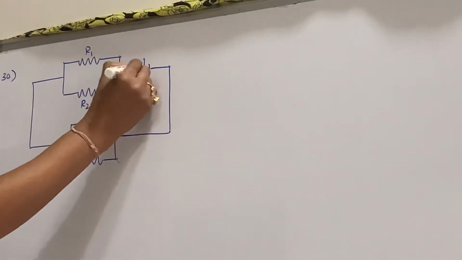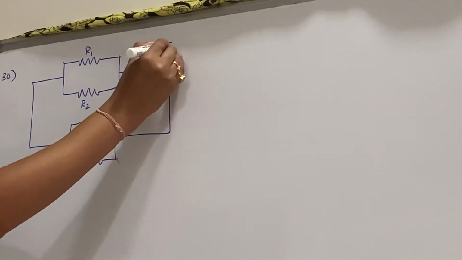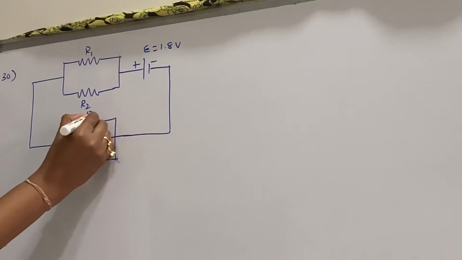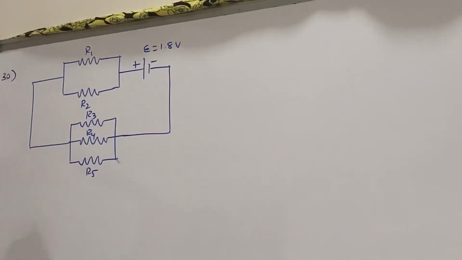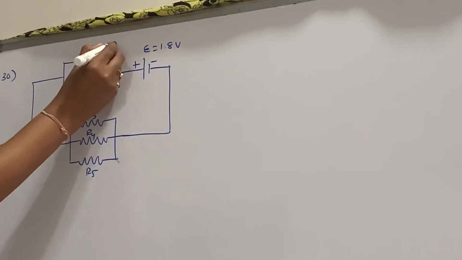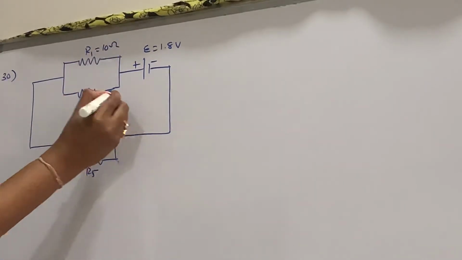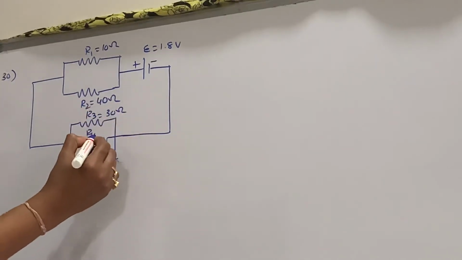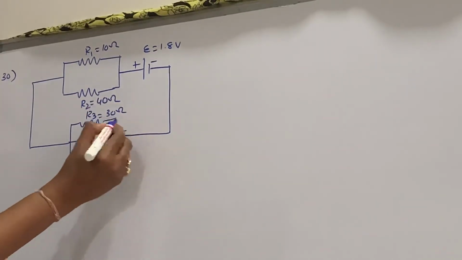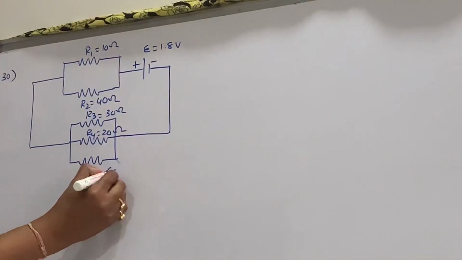You see, right? This is a cell of EMF 1.8 volt. This is R3, R4, R5. R1 is given as 10 ohm. This is given as 40 ohm. This is 30 ohm. This is 20 ohm. And this last one is 60 ohm.